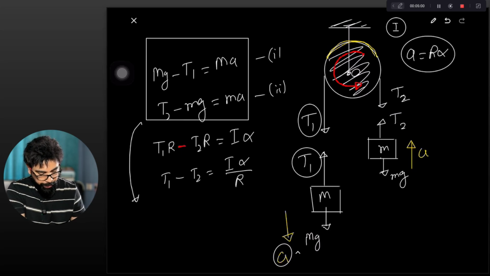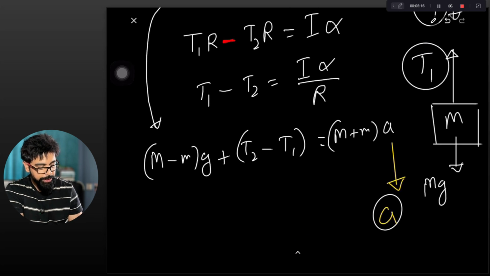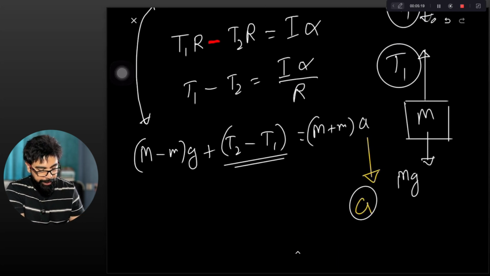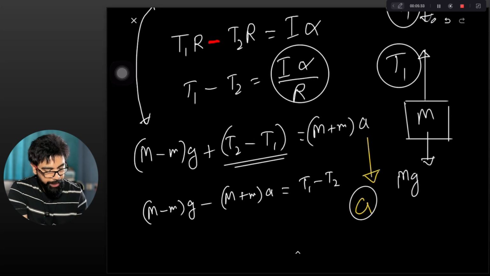If we add them, we get (capital M minus small m) into G plus T2 minus T1 is equal to (capital M plus small m) into acceleration A. So what is the value of T1 minus T2? If I do the side change, I get (capital M minus small m) into G minus (capital M plus small m) into A is equal to T1 minus T2. But what is T1 minus T2? It is I alpha by R.